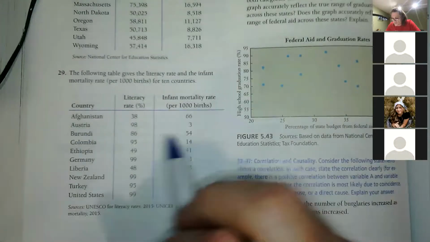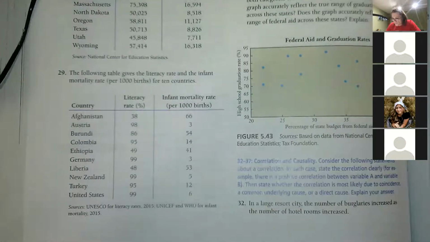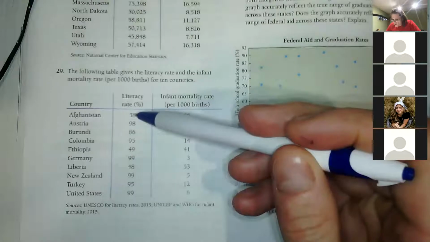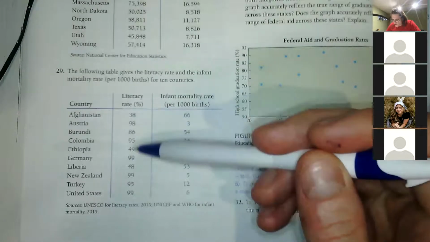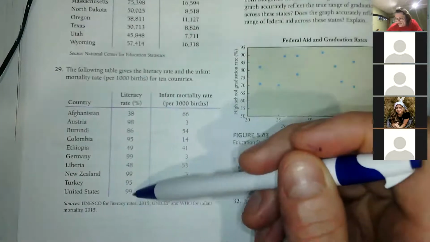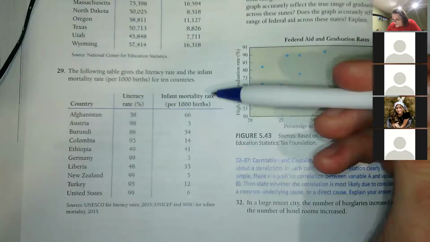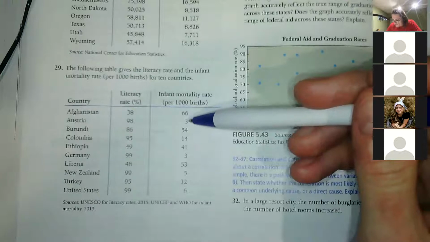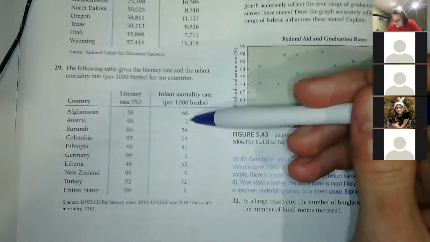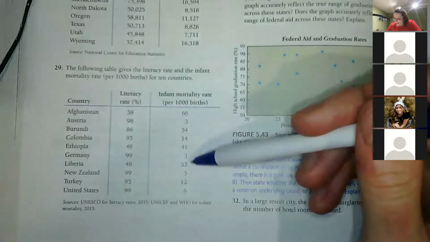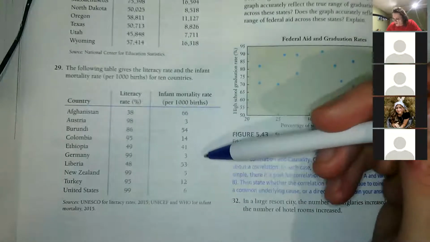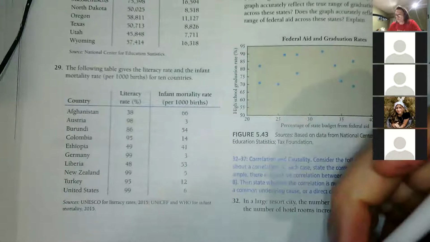So we have a bunch of countries again. Earlier we had a bunch of states, and now we have a bunch of countries. The literacy rates are percentages ranging from 39 in Afghanistan, which is depressingly low, up to 99 in the United States. You wouldn't know it. And then infant mortality rate per 1,000 births ranges as low as three in Austria and Germany, and as high, depressingly, as 66 in Afghanistan. So what we're going to do is plot those two.